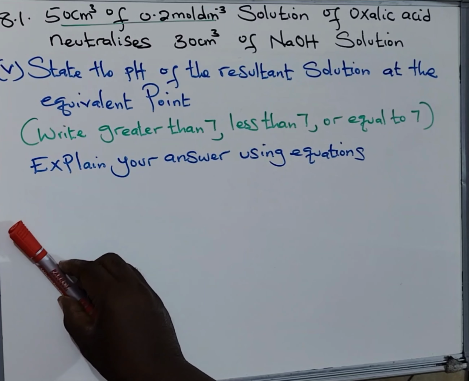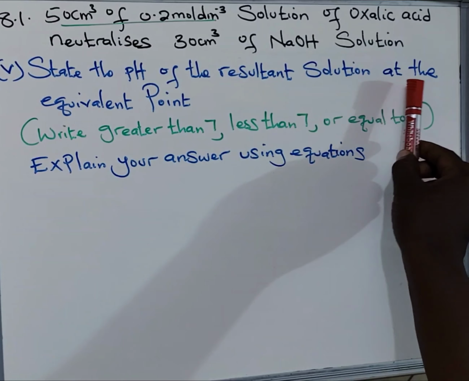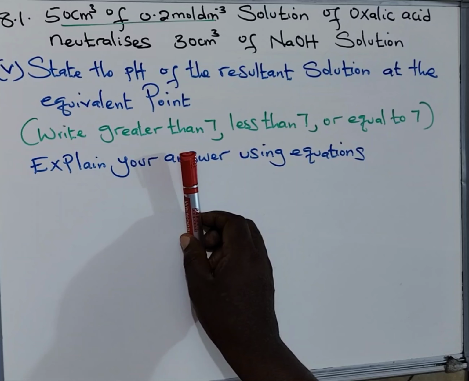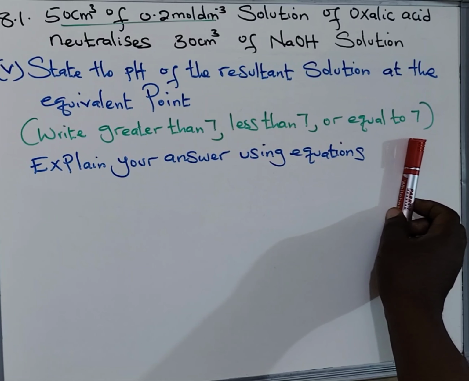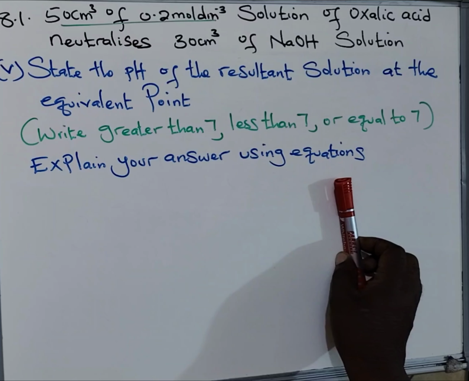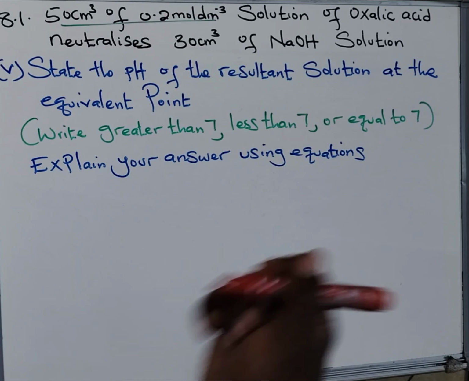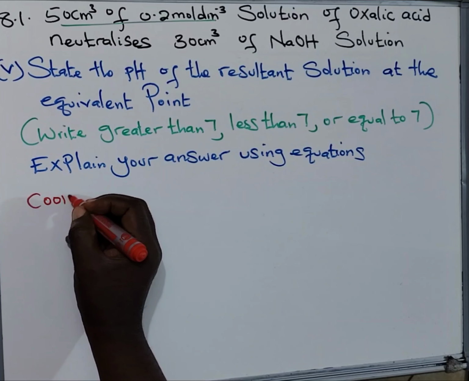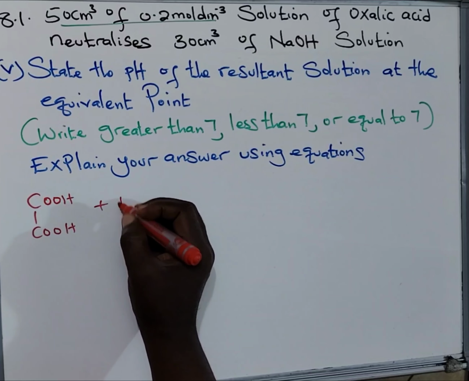Then comes this question. It says, state the pH of the resultant solution at equivalent point. Write greater than 7, less than 7, or equal to 7. Explain your answer using equations. So how do we deal with this? This is what you have to know, that we're having a reaction which is between oxalic acid and sodium hydroxide.